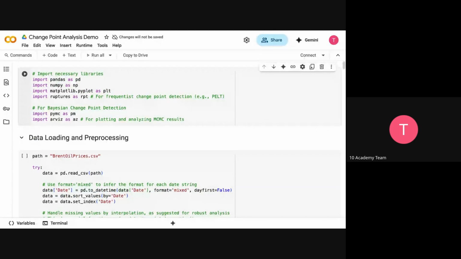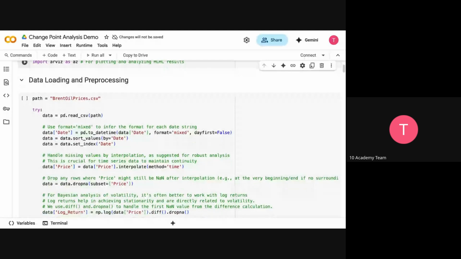Good. So here, I used the same data set that we have given you. Last time I noticed that a lot of people were having issues with the time series data, especially with the data format, so that's why I wanted to use the same data as well. Here we're going to be using the ruptures package for the paired change point detection method, and for the Bayesian we're going to be using the PyMC package.